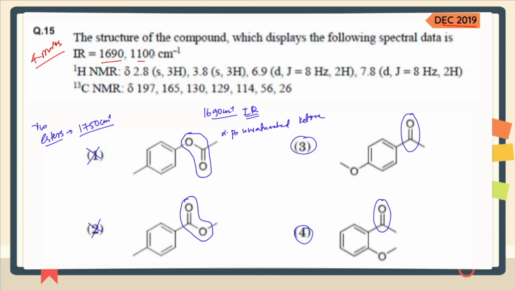The 1100 centimeter inverse is basically the carbon-oxygen single bond stretching frequency. This helps you find out that it belongs to a carbon-oxygen single bond. So now you have cancelled out options 1 and 2. Now you just have to look at options 3 and 4 based upon the NMR data, and you can easily answer it.